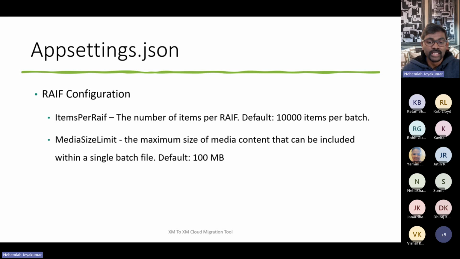Another setting is called media size limit. It determines the maximum size of the media content that can be included in a single batch file. The default auto-generated file has a 100 megabyte batch file. Again, you can change this based on your requirement. A too big file means it takes a lot of time to transfer, and it is error prone for failure as well. So you can change it based on your network speed and everything. The default is 100 megabytes.